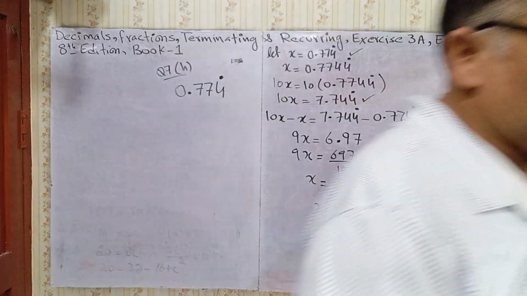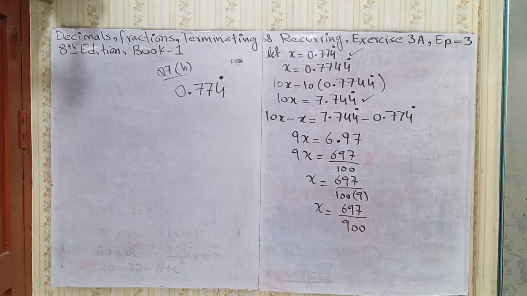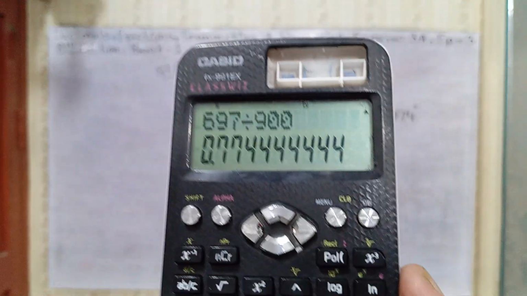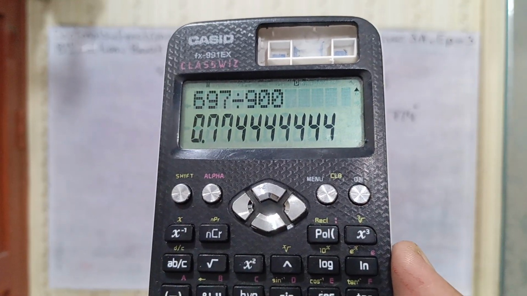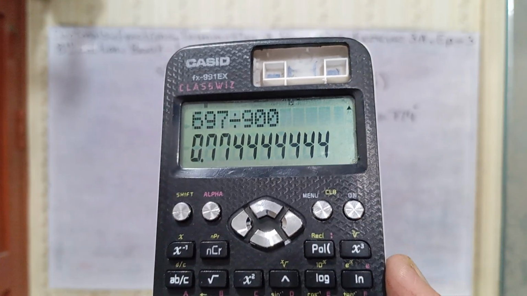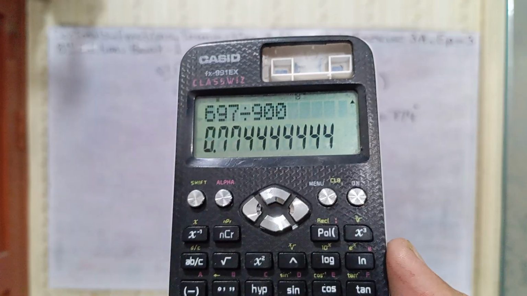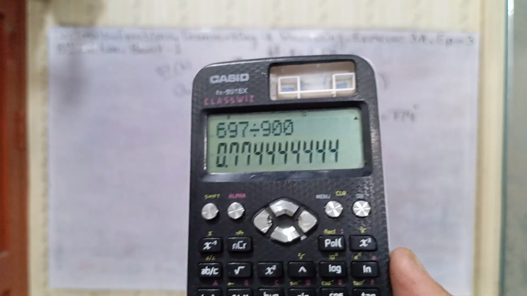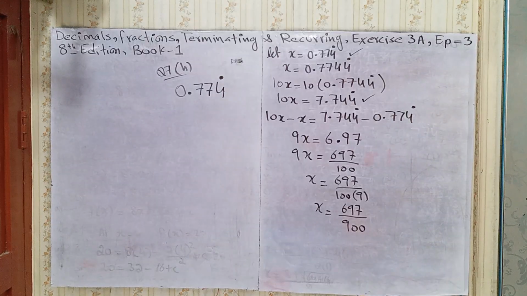So I hope this is the answer, sir. With the help of the calculator, we can check whether our answer is right or not. So 697 divided by 900. You can see here, I can show you, 697 divided by 900 is 0.774444444. That 4 is recurring, it's non-terminating. So this is how you will convert this recurring non-terminating decimal fraction into a simple fraction.